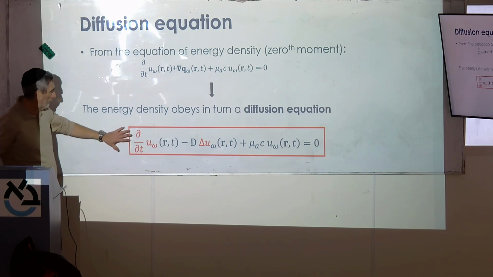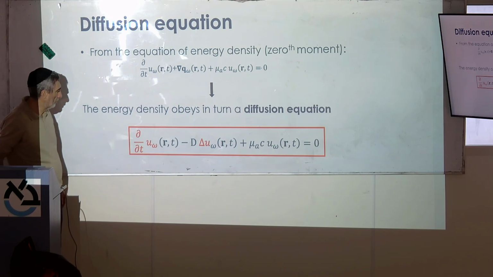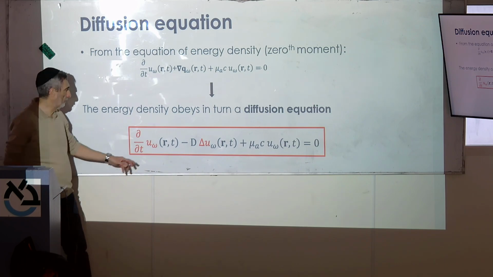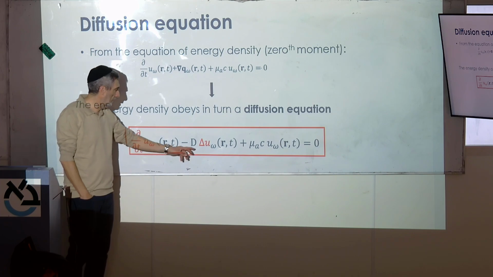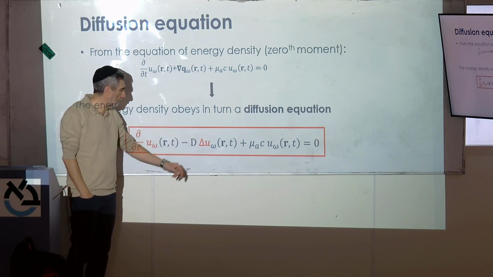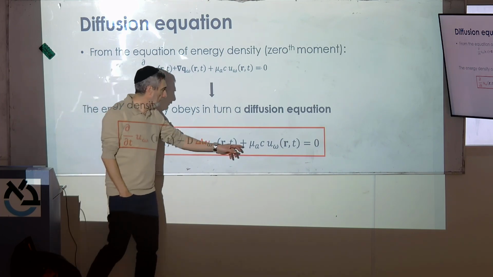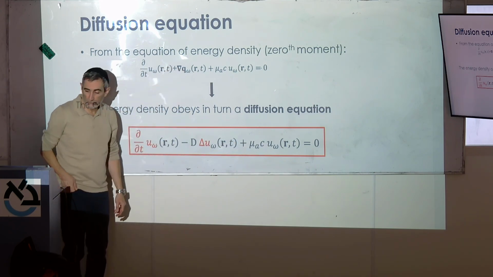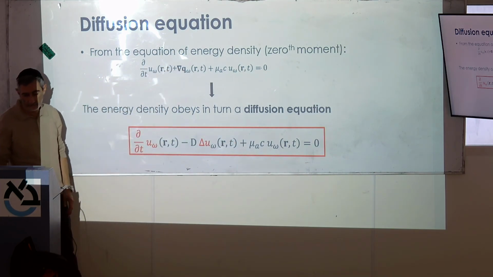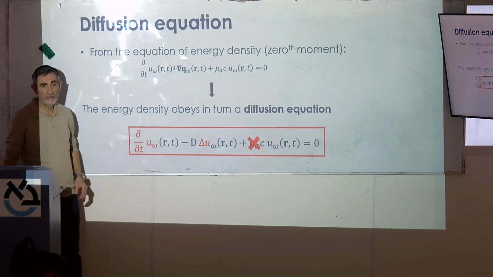So the variation of U over time is equal to minus D, the diffusion constant, times the Laplacian of U, plus mu a c U. If we neglect the effect of absorption, we have only these two terms here.